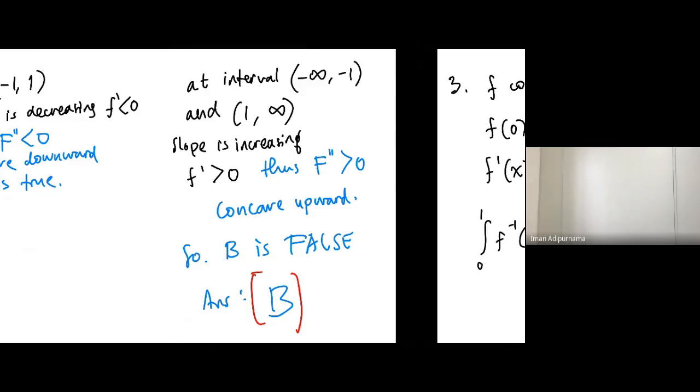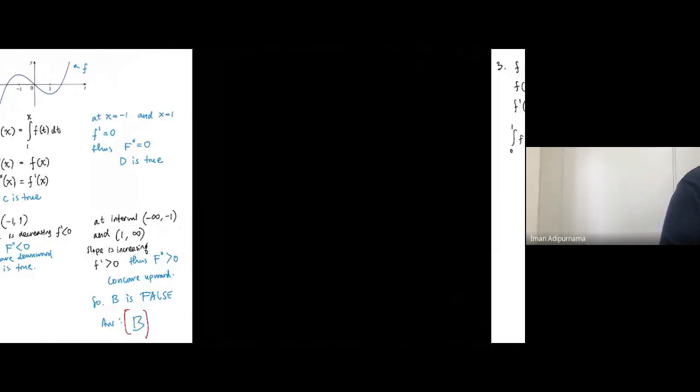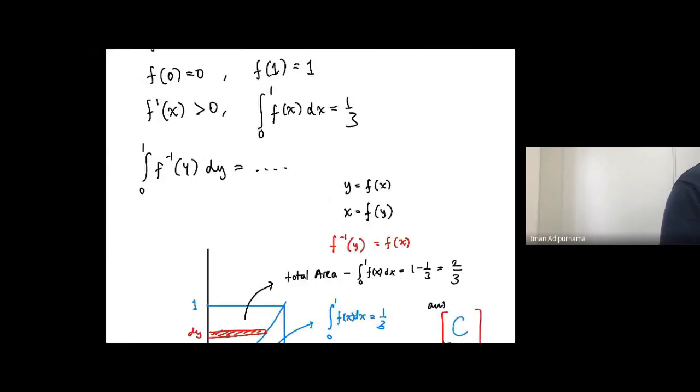It should be from negative infinity to negative 1 and then 1 to infinity that it is concave upward. So B is false, because it's concave upward at 0 to 1. So, number 3.